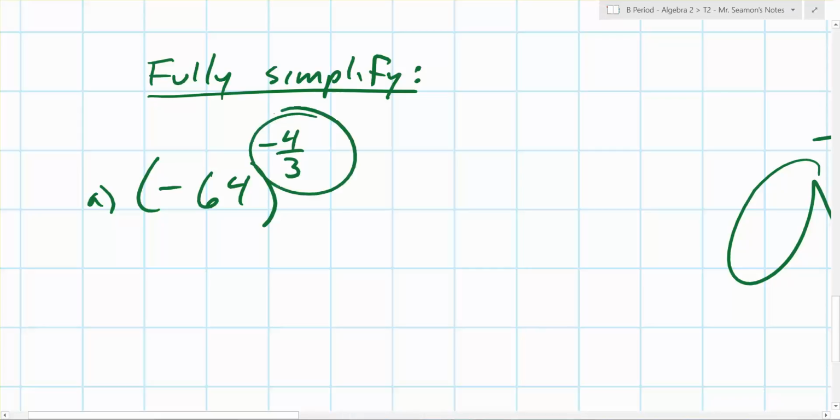Does the negative power have anything to do with the sign of the answer? Does a negative power have anything to do with the sign of an answer? No, it has nothing to do with it. All this turns it into is you use an equal sign and go 1 over negative 64 to the 4/3.